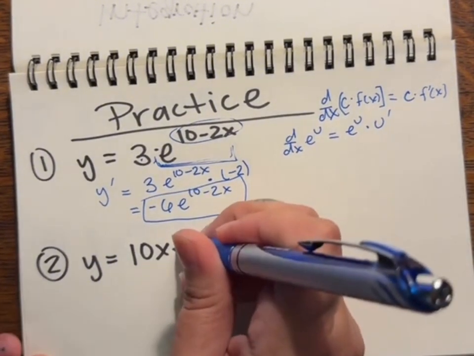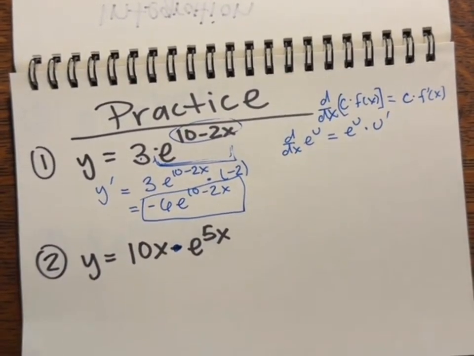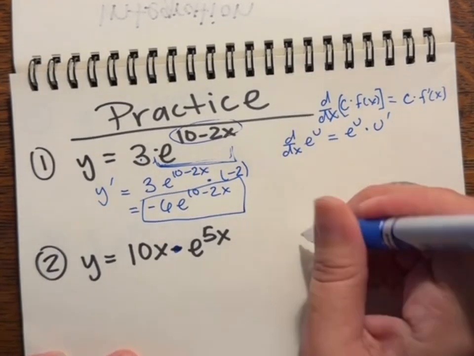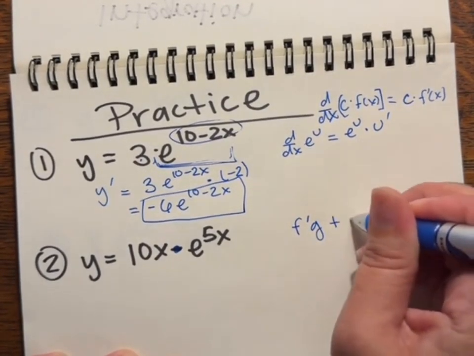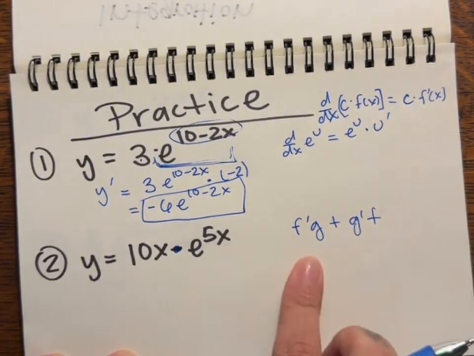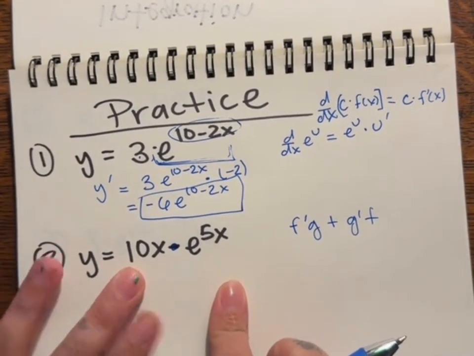And the next one here, I made a little mistake. This is supposed to be multiplication. That way we could practice the product rule. So if you remember the product rule, it's f prime g plus g prime f, which is the derivative. There's two functions here being multiplied, right?